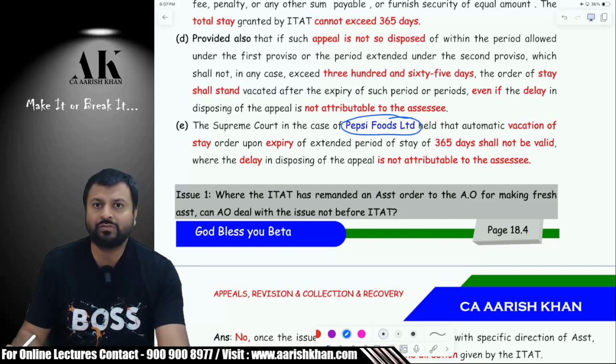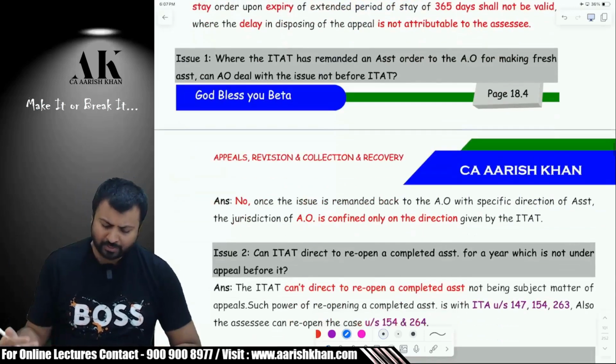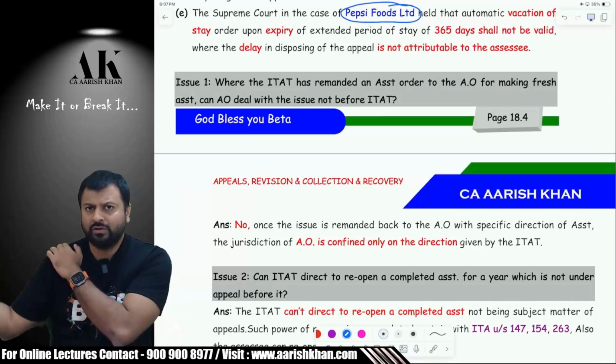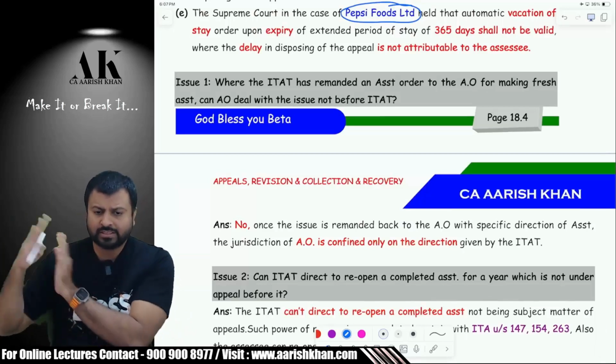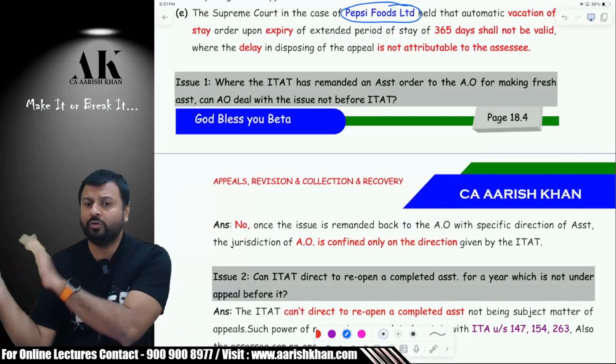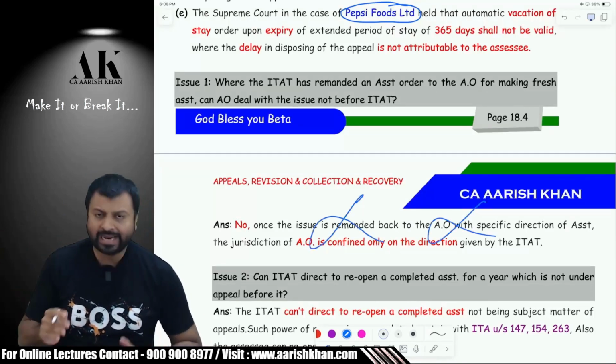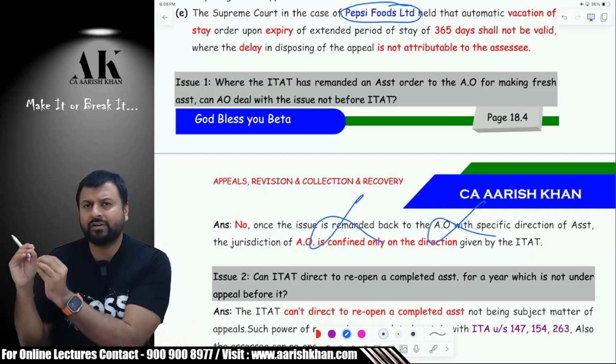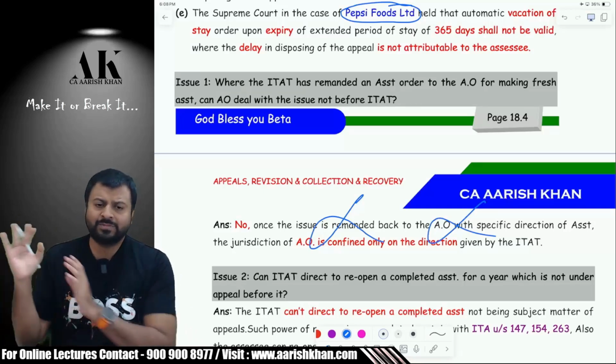I hope it is clear to all of you. Now there are some small issues which I would like to address over here. When the ITAT remands back the case to the AO for fresh assessment, can the AO take up new matters? The answer is no. When the ITAT has remanded back the case to the AO for fresh assessment, the AO will restrict itself to only those matters which have been referred by the ITAT.